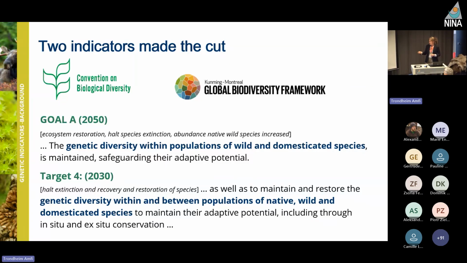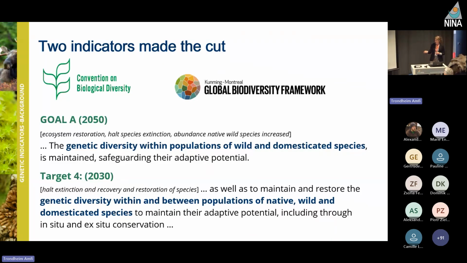So in the text of the Kunming-Montreal Global Biodiversity Framework, there is a goal and there's a target that has genetic diversity of wild species included. Goal A towards 2050 focuses on ecosystem restoration to halt species extinction, with the abundance of native wild species increased, and it does explicitly mention that genetic diversity within populations of wild and domesticated species is maintained, safeguarding their adaptive potential. But this is quite strong wording.